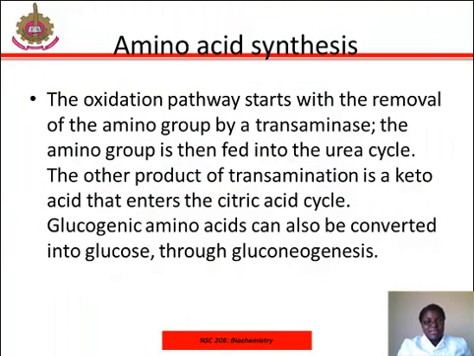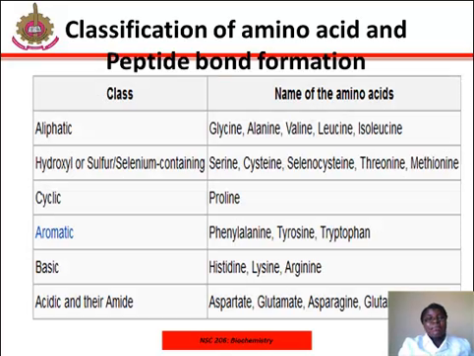Amino acid synthesis. The oxidation pathway starts with the removal of the amino group by a transaminase. The amino group is then fed into the urea cycle that we have discussed earlier on. The other product of transamination is a keto acid that enters the citric acid cycle. Glucogenic amino acids can be converted into glucose through gluconeogenesis.